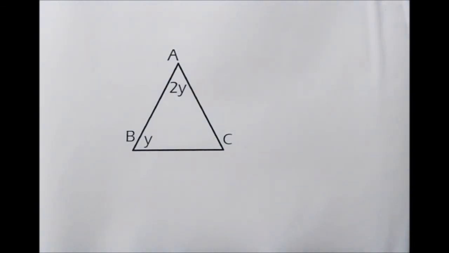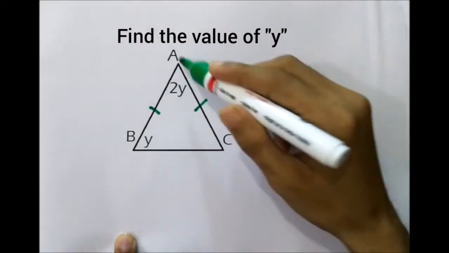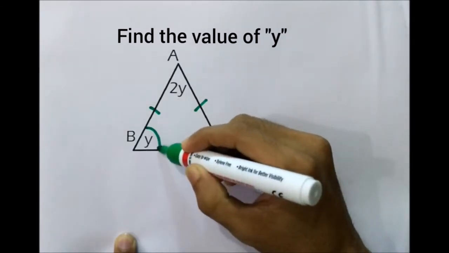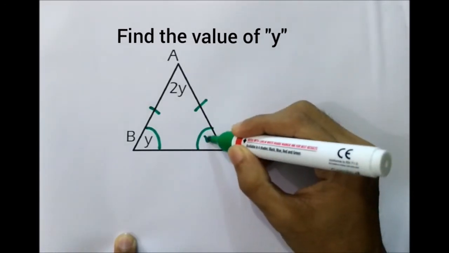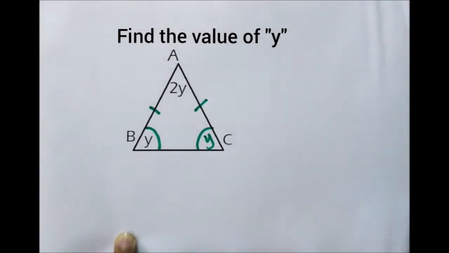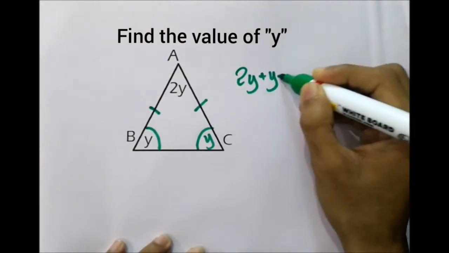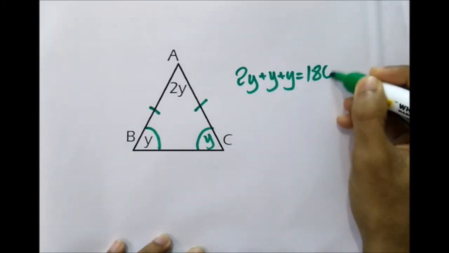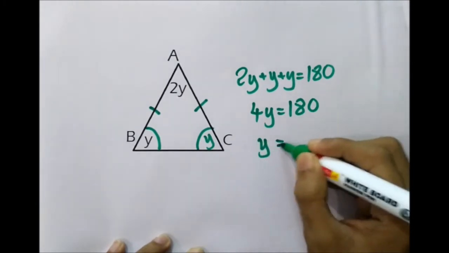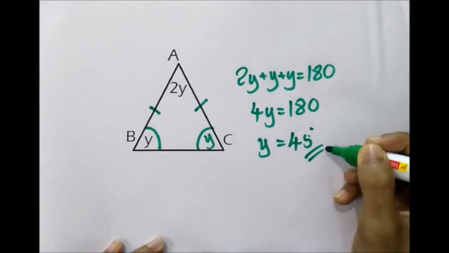This time they are asking us to find the value of y, and they have given one piece of information: that AB is equal to AC. That means it's an isosceles triangle. When it comes to an isosceles triangle, the angles opposite the equal sides are equal. That means the value of this angle is y again. Now the sum is equal to 180. That means 2y plus y equals 180. That means there are 4y in total equal to 180. Now we can find the value of y. How? We just have to divide both sides by 4. So the value of y is equal to 45.